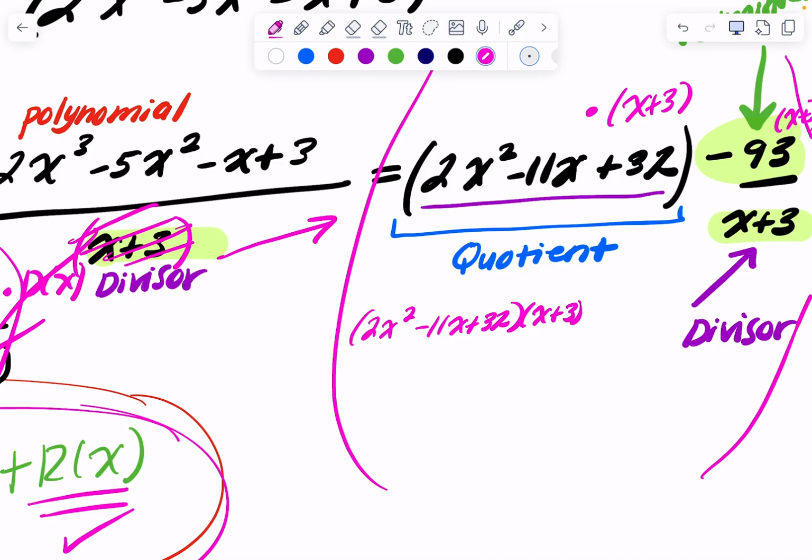Everyone's seeing it. And then this x plus 3 up here is going to divide out with this x plus 3 down here. So then won't you just have minus 93? They like the answer in this format.